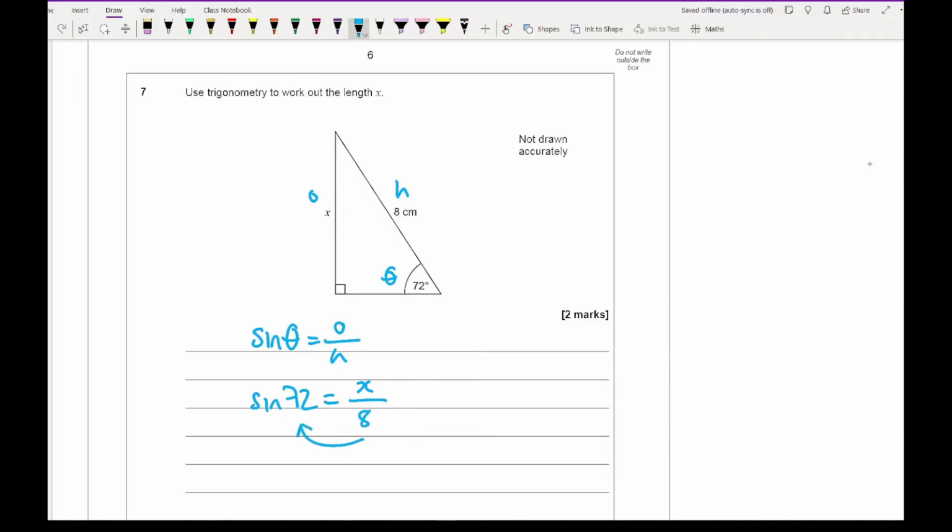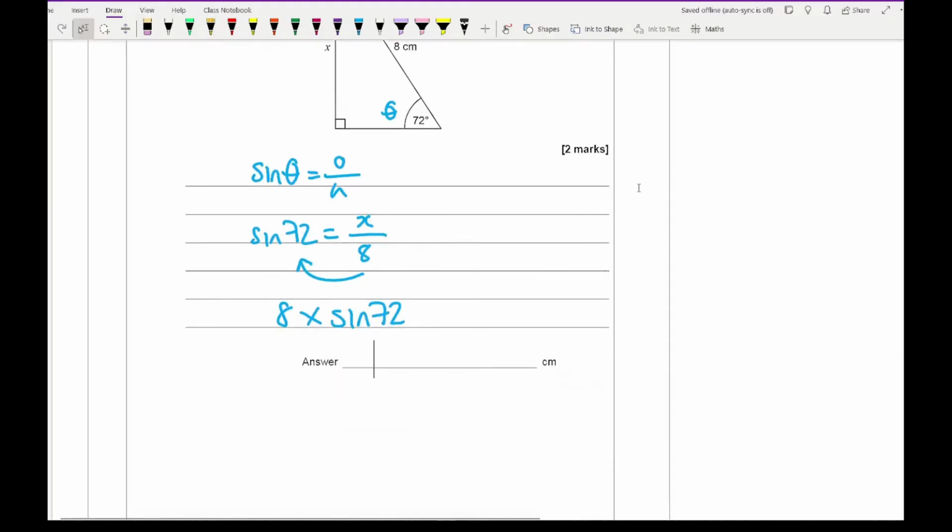Take the 8 over by multiplying, so I've got 8 times sine 72. If I put that into my calculator, 8 times sine 72, I get an answer of 7.60845213. Now the question doesn't ask me in terms of rounding, so I could just simply copy the answer on the calculator. I certainly wouldn't round it to the nearest whole number. At worst, I would write it to 1 decimal place. I'm going to write it to 2 just to play safe, and that's to 2dp. But always state what you've rounded it to, and try not to go for a whole number if your answer is a decimal.